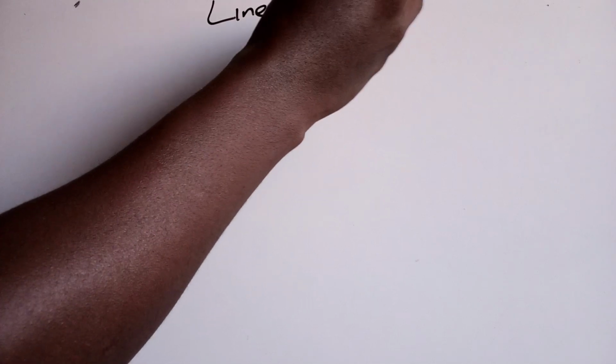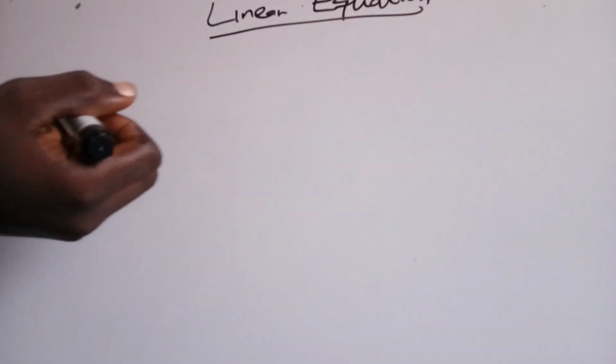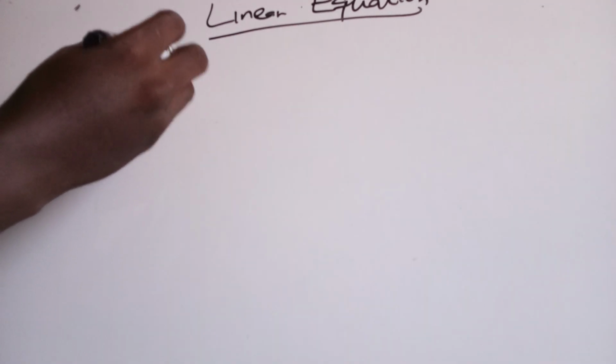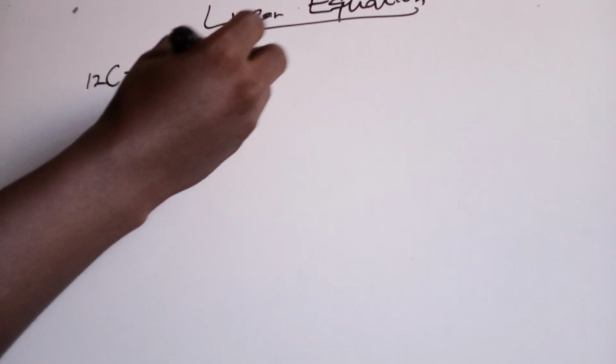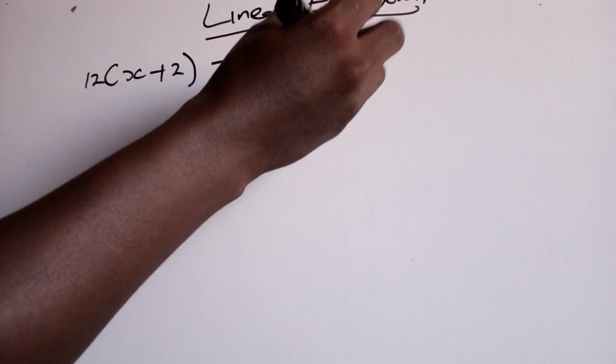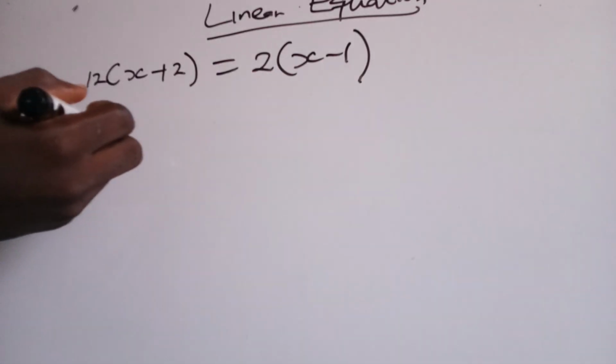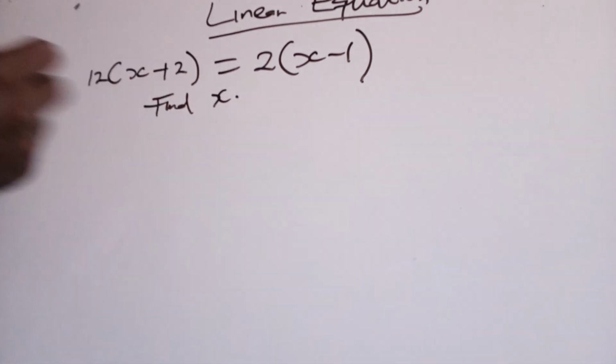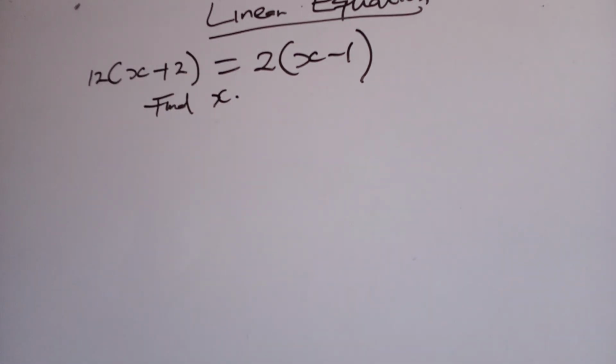Today we'll be looking at linear equation. The problem we'll be solving under that is 12 into bracket x plus 2, which is equals to 2 into bracket x minus 1. So definitely we are finding the value of x.